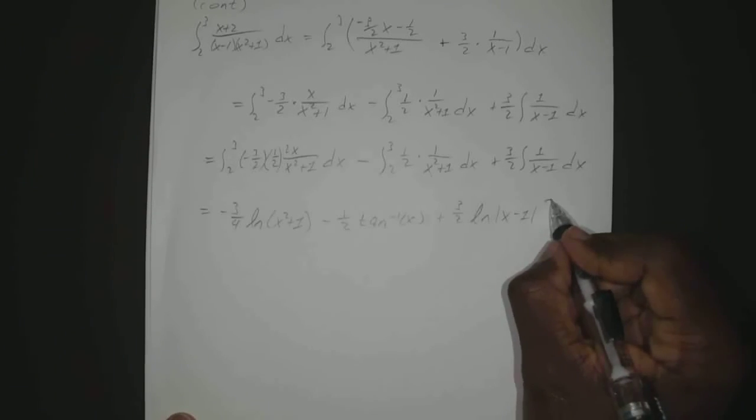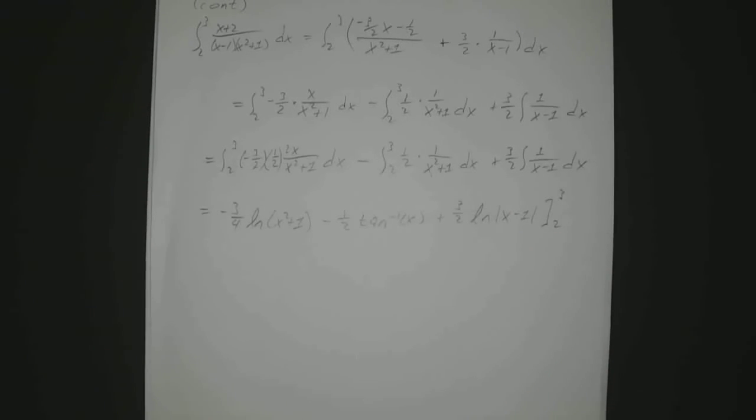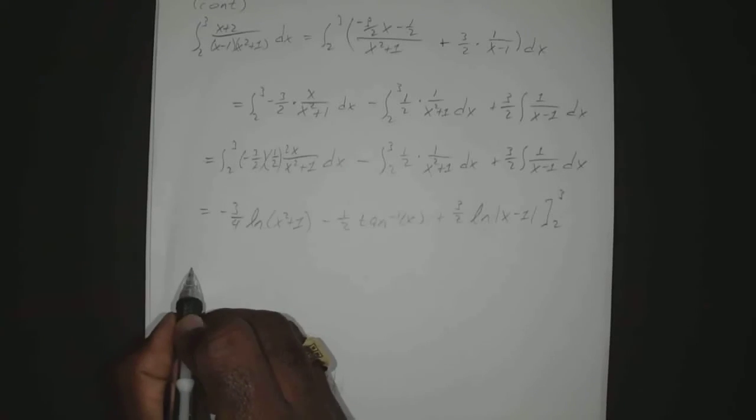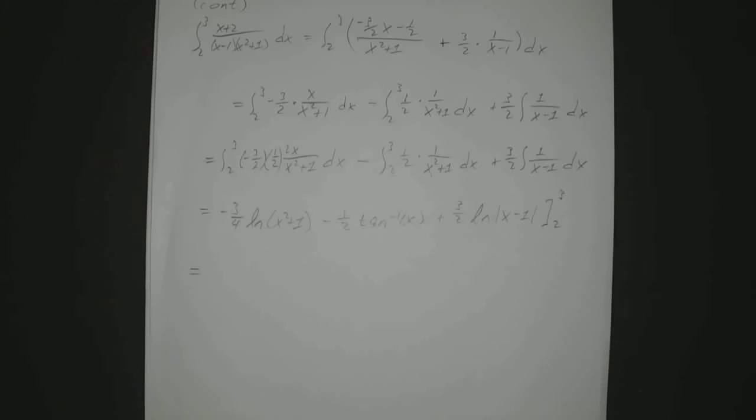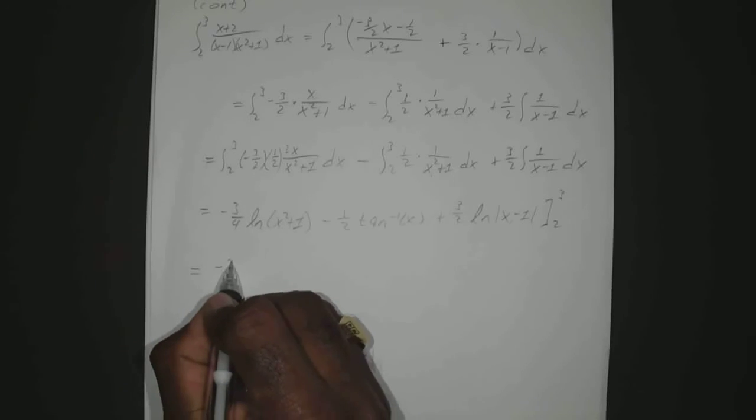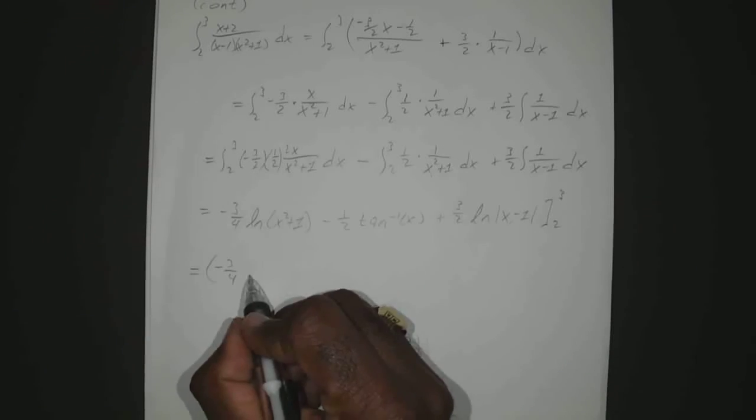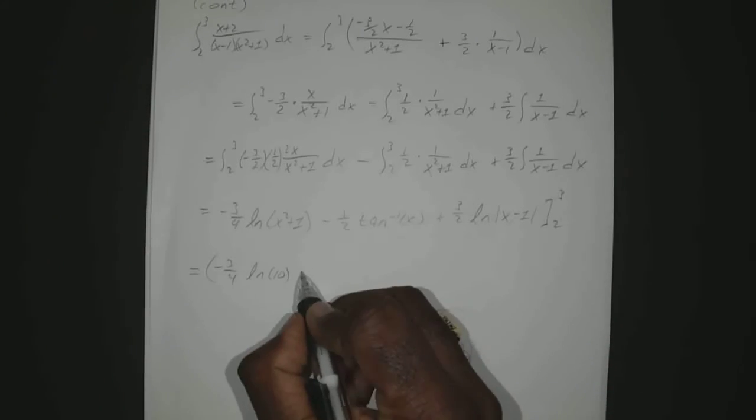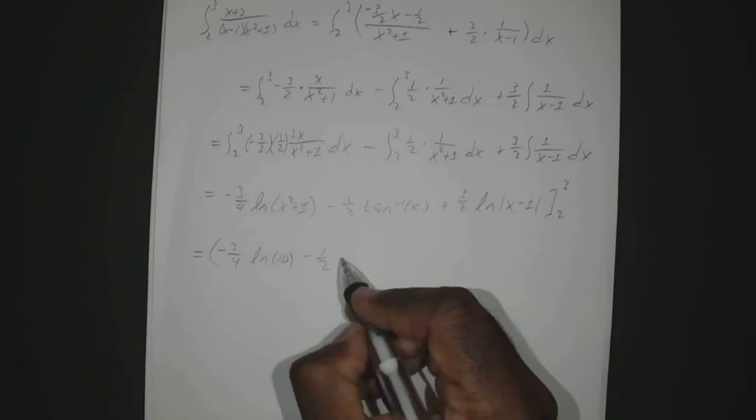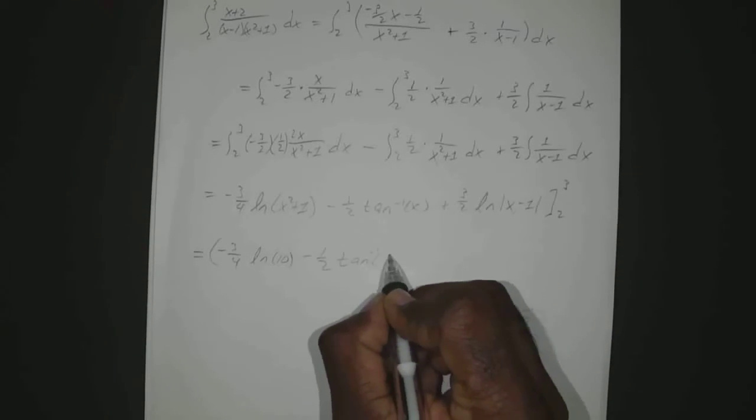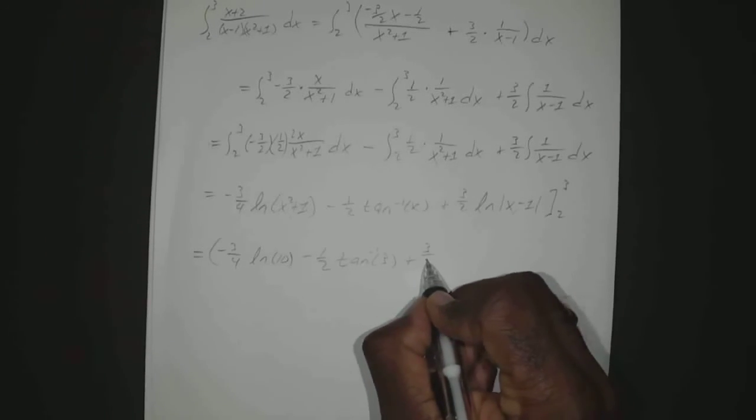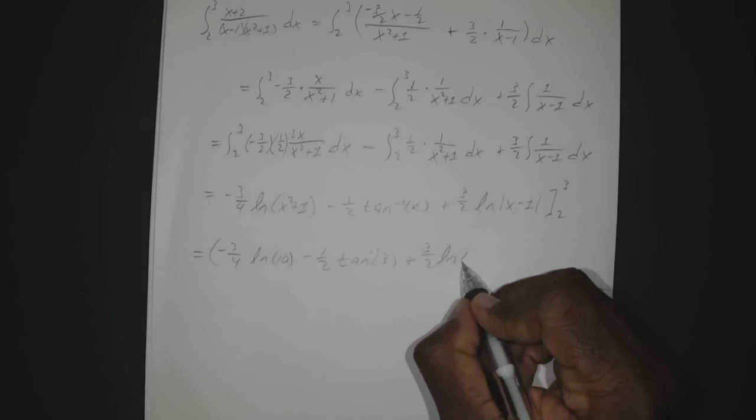So we have to actually solve that from 2 to 3. I was going to try and combine those two, but there's no point, it would complicate it. So we have negative 3 over 4 natural log of 3 squared, which is 9, plus 1, so natural log of 10, minus 1/2 tangent inverse of 3, plus 3 over 2 natural log of 3 minus 1, which is 2.